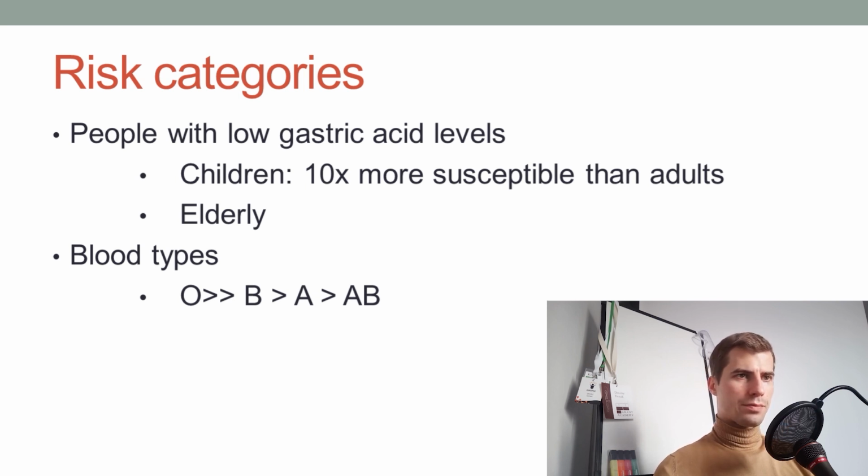Other risk categories are children, who are 10 times more susceptible than adults, and elderly people. Elderly people are more at risk because they become dehydrated much faster. Regarding blood types, the most affected is the O1 group. In second place 3B, in third place 2A, and in last place, the least affected, is the 4AB blood type.